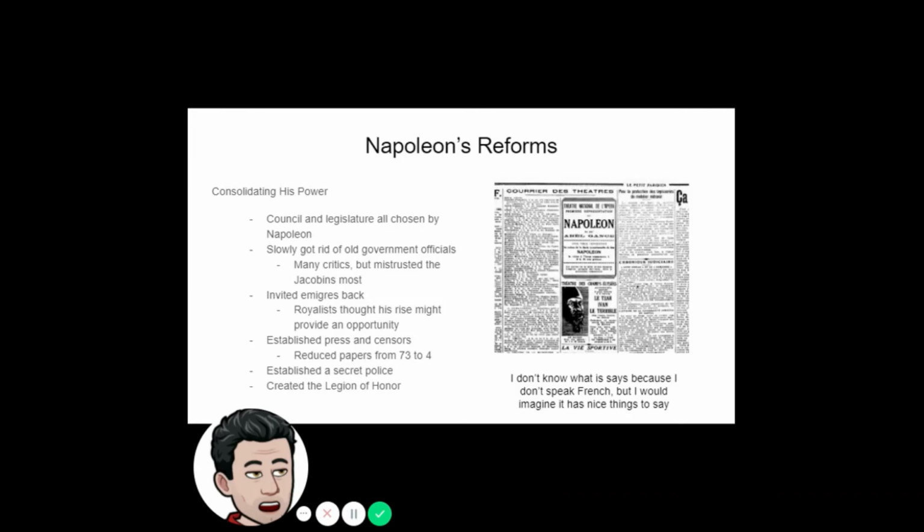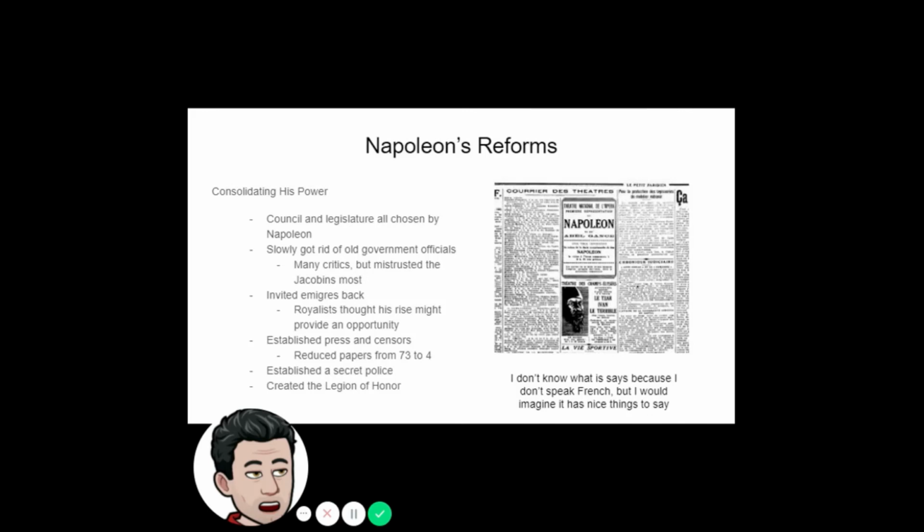So I told you that he set up a council, a legislature, all chosen by him, basically. He gets rid of government officials, most of the Jacobins. I talked about that. He invited these émigrés back. Those are the people who left France during the Terror, because they had money and they had power throughout, not even just France, but the rest of the world. So by bringing them into his civil service system, which he did, he was able to gain more support through different people that would support his ideas more.